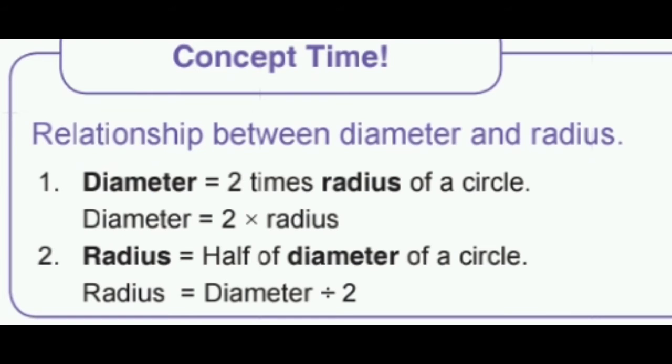Now let us see the relationship between diameter and radius. Diameter is 2 times the radius of a circle, which means diameter equals 2 multiplied by radius. Radius is half of the diameter of a circle, means radius equals diameter divided by 2.